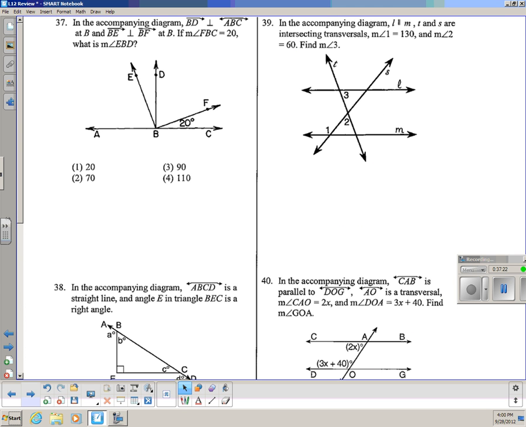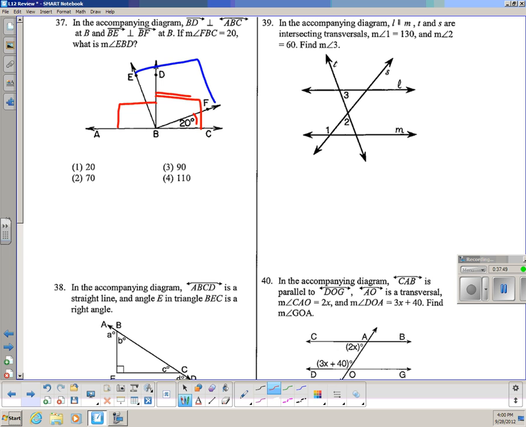37 says in the accompanying diagram, BD is perpendicular to line ABC. So what that means is BD forms a right angle here and also a right angle here. And BE is perpendicular to BF. So BE and BF also form a right angle. And then it says this angle FBC is 20. They want us to find another angle. So I'm going to find other angles in this picture.